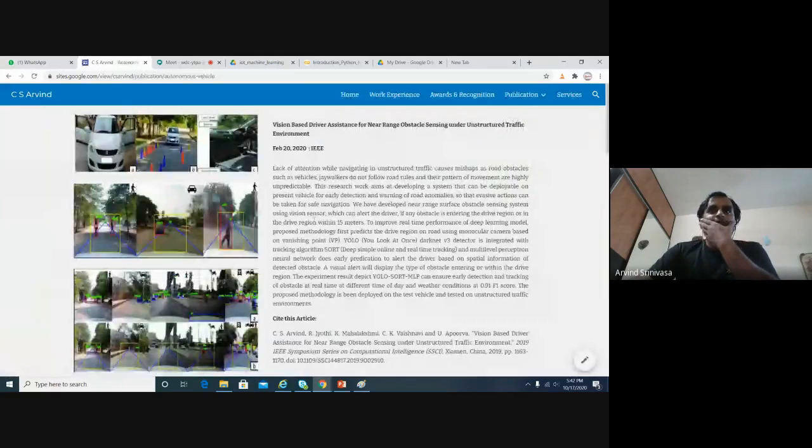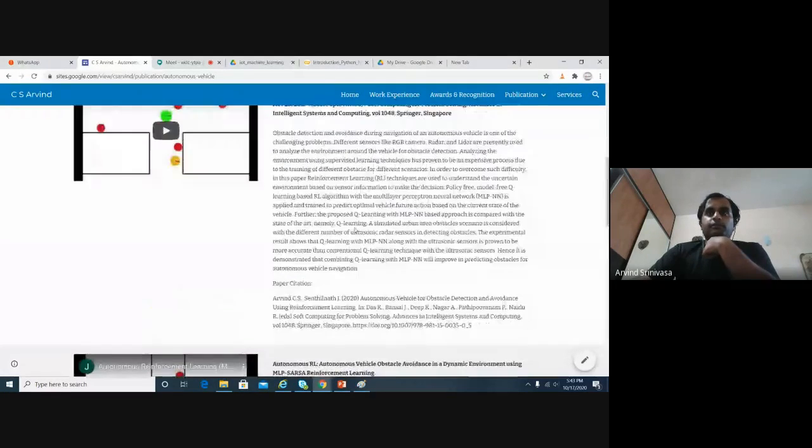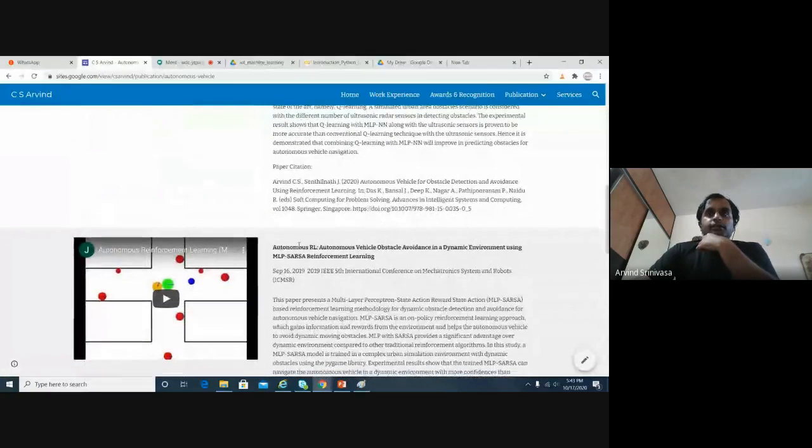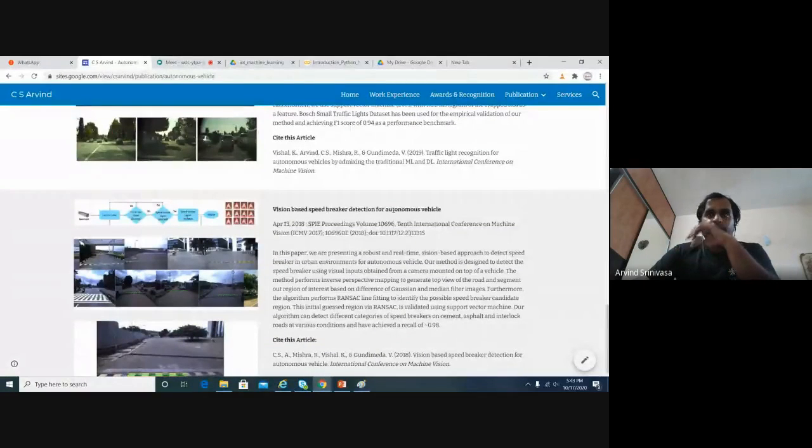So in autonomous vehicles, we have done vision-based driver assistance using near object detection, obstacle sensing under unstructured traffic environment. Then an autonomous obstacle detection and avoidance using reinforcement learning, which won the best paper award. Then another work, autonomous vehicle obstacle avoidance in dynamic environment using MLP SARSA. Then traffic light recognition for autonomous vehicles using machine learning and deep learning. Then vision-based speed breaker detection.